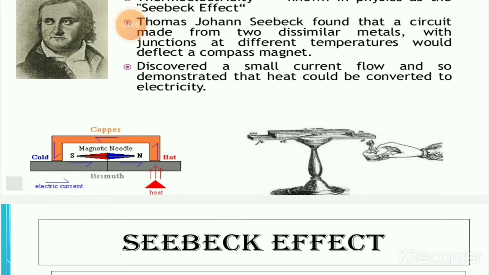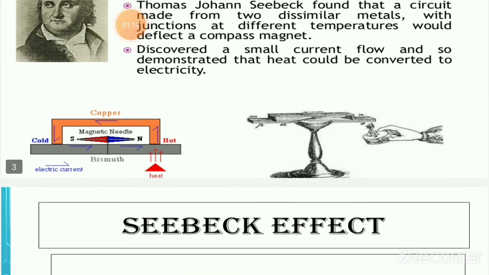So just observe the diagram. There is a cold junction and a hot junction of copper and bismuth. When heat flows from the hot junction to the cold junction, an EMF is set up. The EMF can be measured by using the magnetic needle.